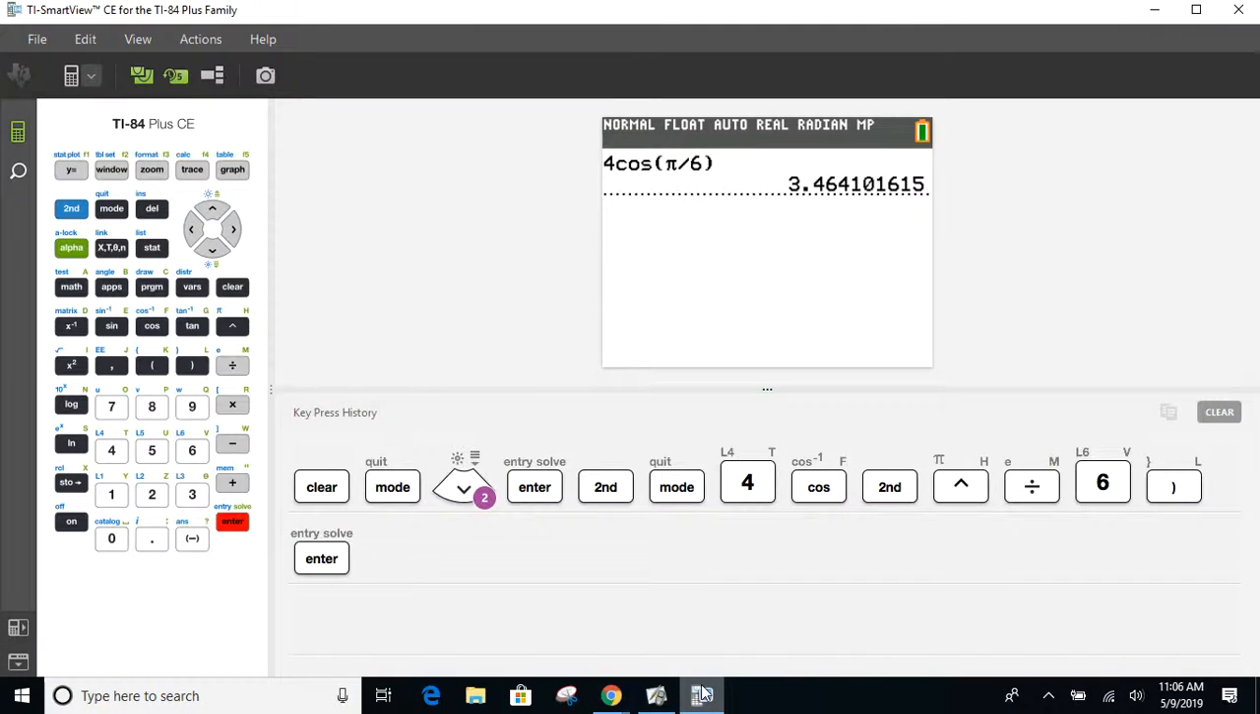And as long as you're in radians, 4 cosine pi divided by 6, you should get this decimal. Just make sure we're all on the same page. 3.46410. We're all good? All right, I don't want to write all that, so we can round to the nearest tenth.